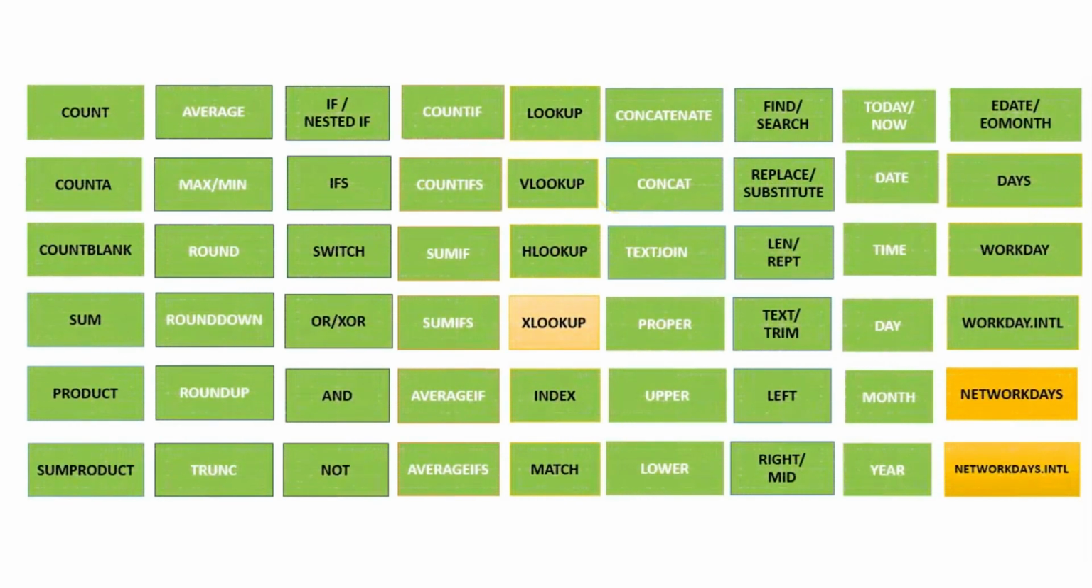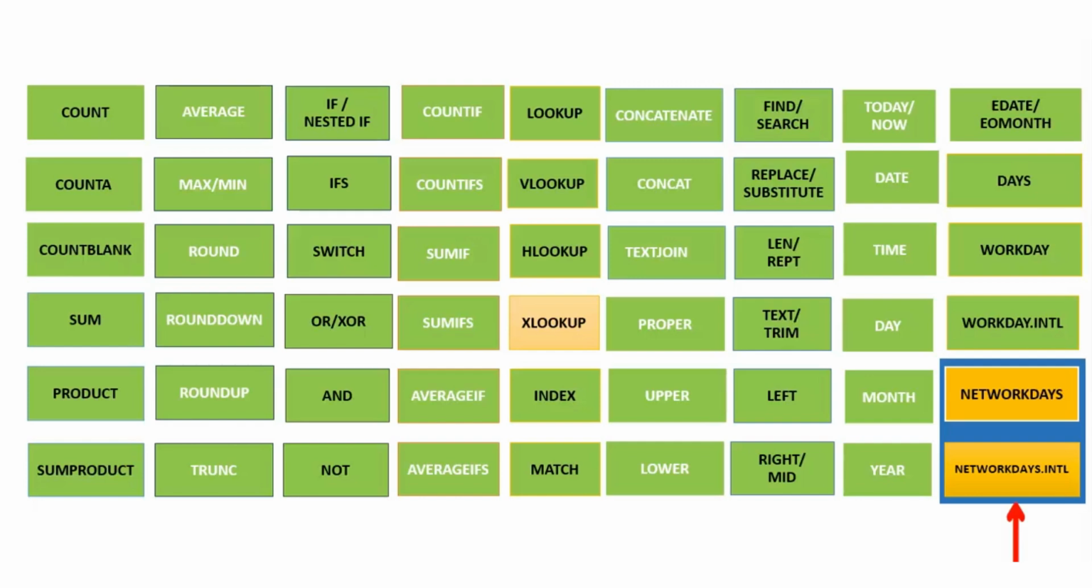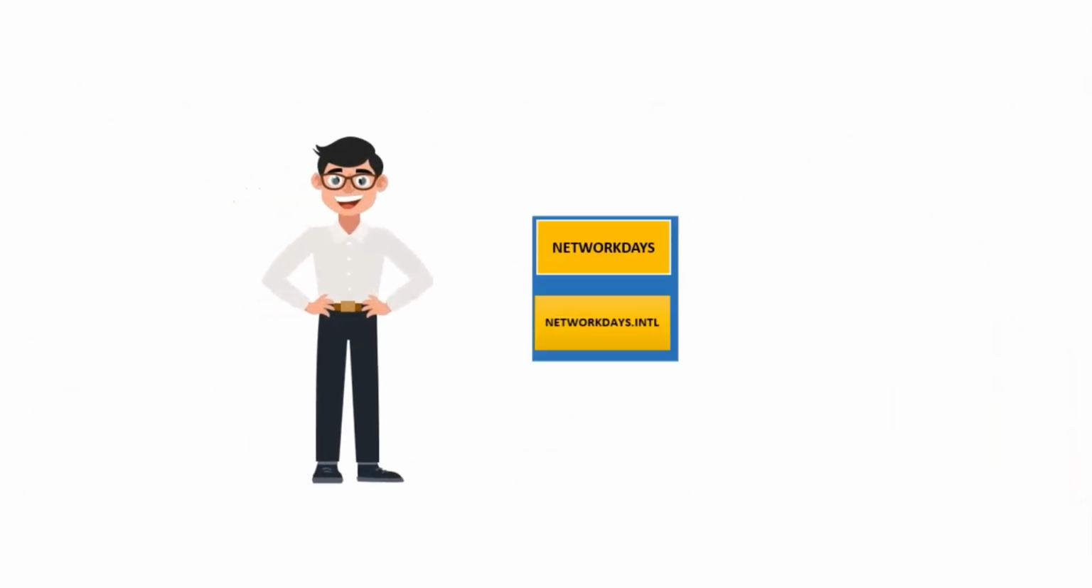I welcome you all to this 22nd session of our Excel Functions series. In this session, we will cover a few more important date functions. In the list presented, the green colored functions are covered in our earlier sessions. One can refer to the Excel Functions series playlist for accessing these sessions. The functions in the blue box, which are NETWORKDAYS and NETWORKDAYS.INTL, will be discussed in this session.